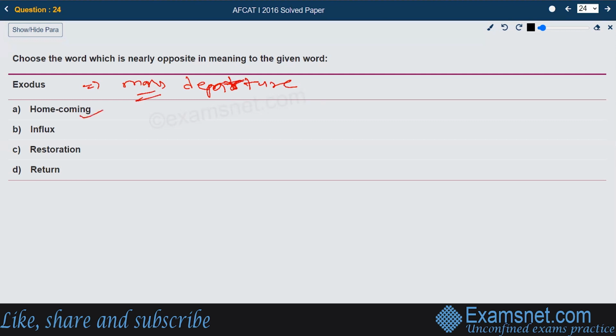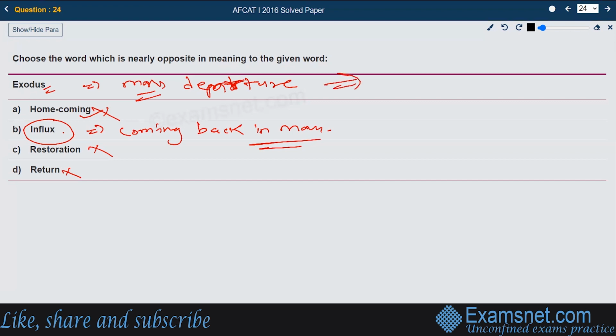First is homecoming. No, it cannot be there. Influx, restoration. No. Return, come back. So these are not the words. The right answer is influx, which is opposite in meaning to exodus. Influx is coming back in a mass. If a large number of people come back to where they had departed from, that is called influx. And mass departure means to leave some place in a large number. So the opposite of exodus is exactly influx.